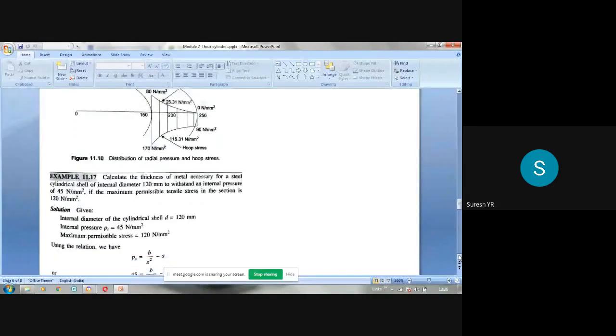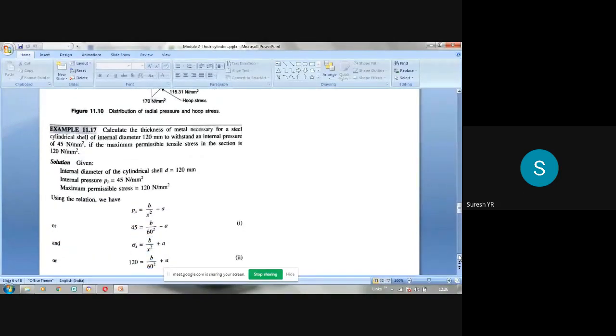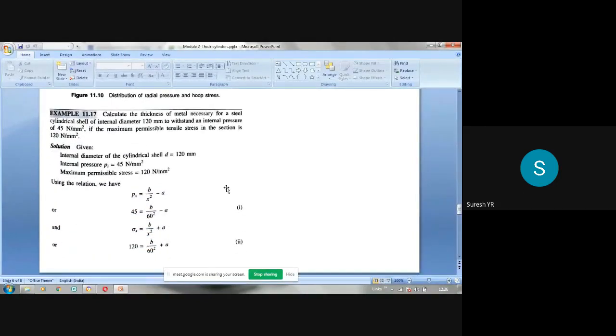Now using the relation, so same Lami's equation we are using, Px is equal to b by x square minus a. You substitute the boundary conditions. So he has given internal pressure as 45. So at the internal pressure means it is r is equal to Ri. So Ri is 60 here. So internal diameter is 120.